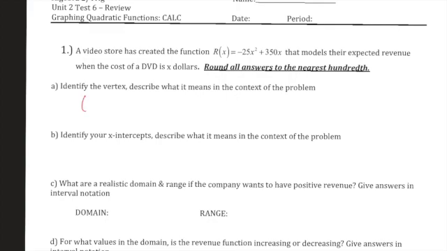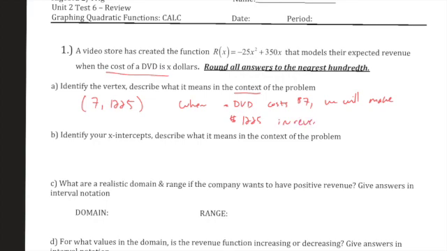Okay, we got from our calculator that it was 7, 1225. So now the context: the x is the cost of a DVD. So when a DVD costs $7, we will make $1,225 in revenue. And that's going to be key when we think about the picture that we have here, and then being able to interpret all those different pieces for that vertex.